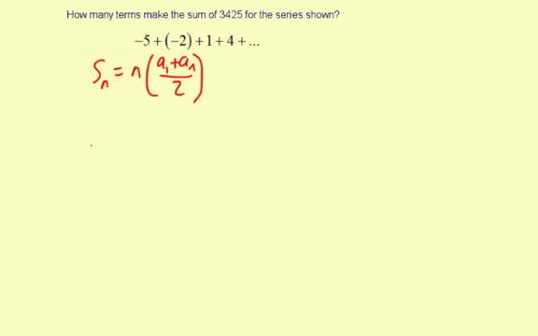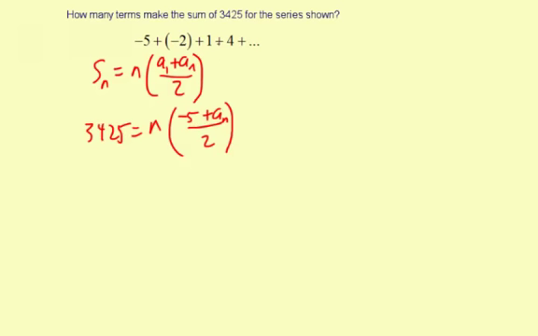Well, let's substitute what we know. We know the sum is going to be 3,425 equals n, and we don't know that. We know the first term is -5, so -5 goes there. A sub n, we don't know that either because we don't know the input. So we'll just put plus a sub n, then divided by 2. So this is one equation with two unknowns. We need to come up with a second equation.